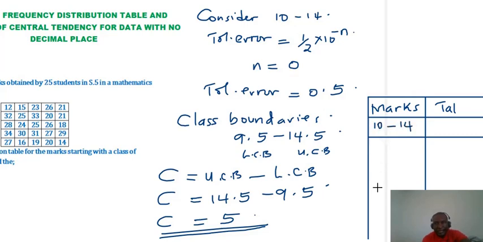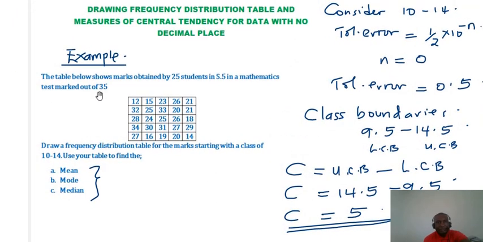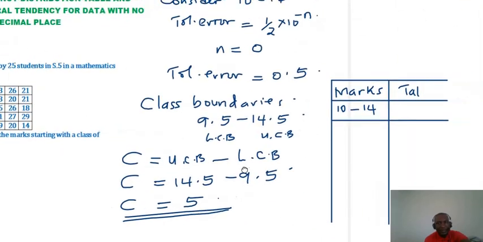Now to get the next classes, we shall make use of the class width. So our class width is 5. What we are going to do is to keep on adding 5 on the lower class limit, 5 on the upper class limit, having it in mind that we shouldn't go beyond 35 because we know that our values here do not go beyond 35. The test was marked out of 35.